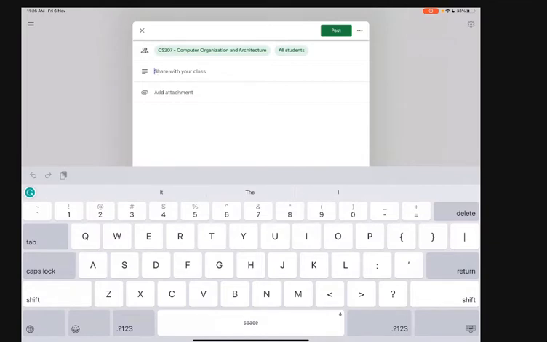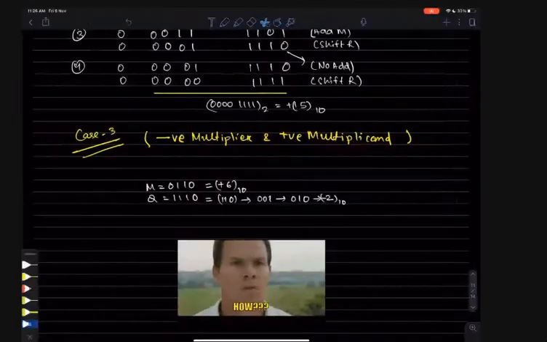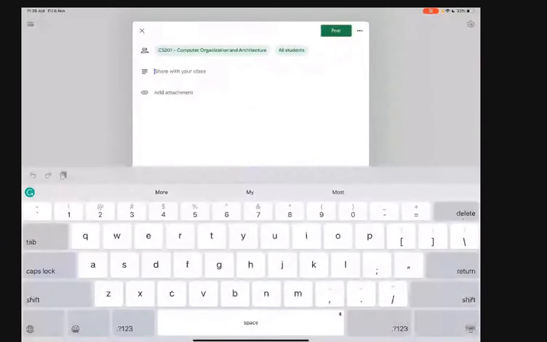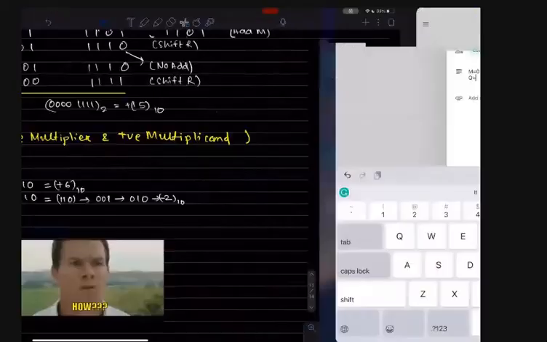What is the question? M is equal to 0 1 1 0, and Q is equal to 1 1 1 0.